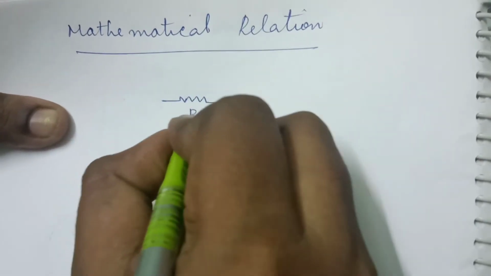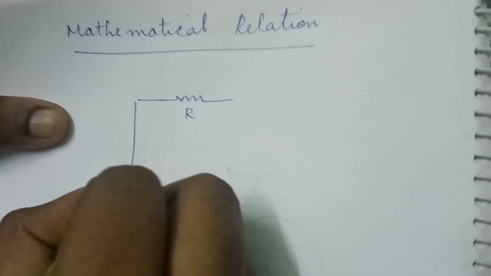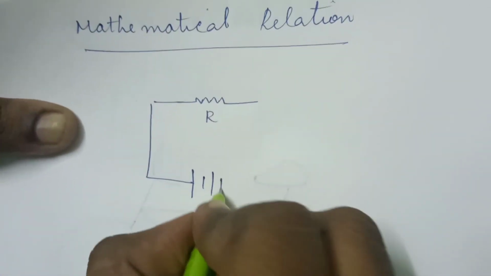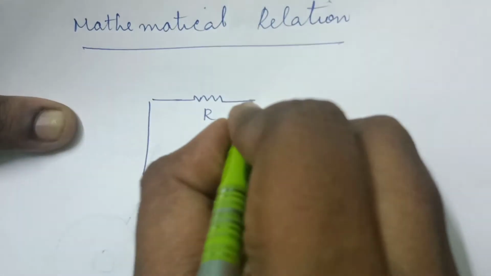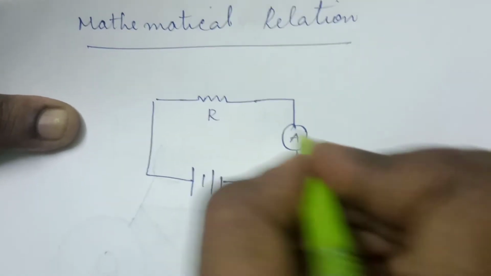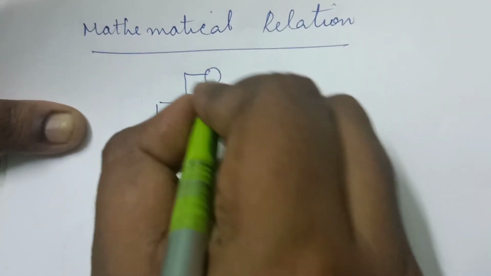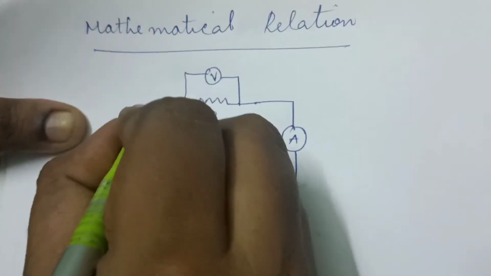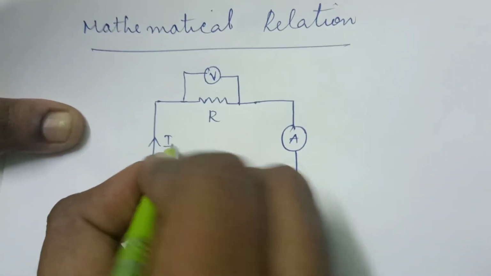So now the mathematical relationship of Ohm's law. Our resistance is connected to a battery, and it is connected with an ammeter in series, and the voltmeter is connected in parallel with that of the resistor.